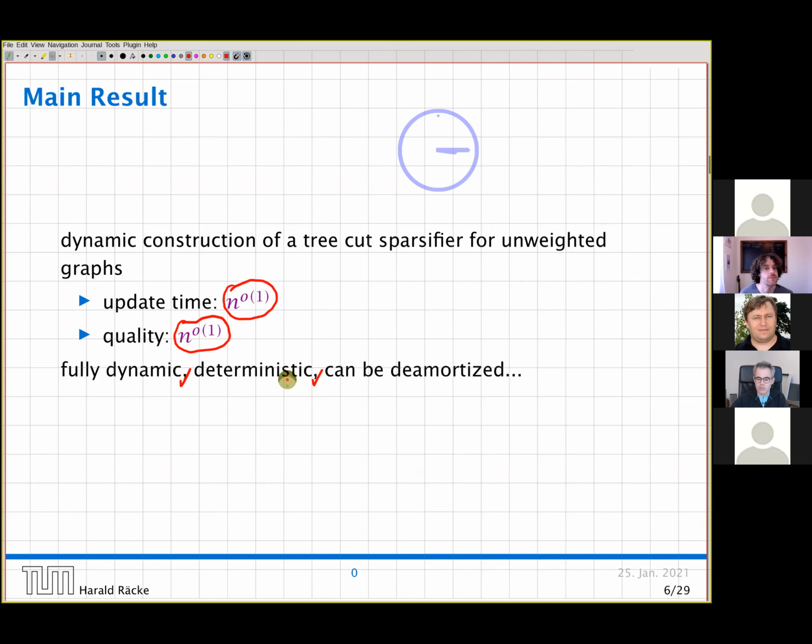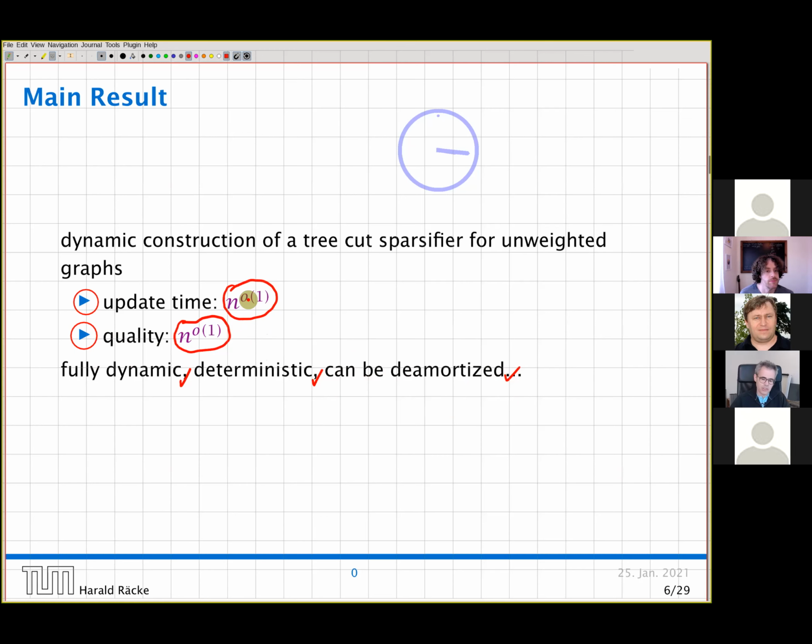And then, of course, what is usually standard and can very often be done: if you have an amortized result, you can de-amortize it, so that you don't have an amortized guarantee. What we show in the paper is that these are amortized guarantees, where over a long period of updates, the update time for k updates is k times n to the little o of 1.